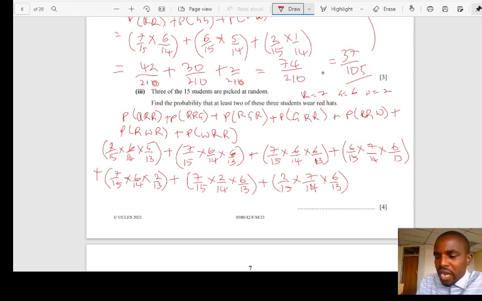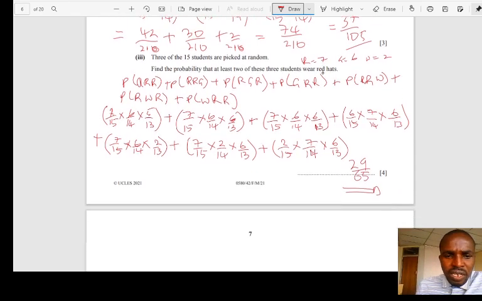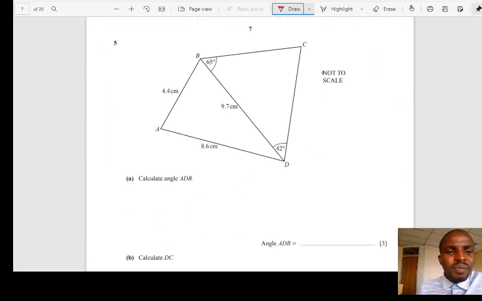Right, so you are getting 29 over 65. That will be the final answer that you're supposed to get. Then next question, question number 5. Calculate angle ADB. Right, ADB, you are given this diagram. Which angle is it? It is this one.